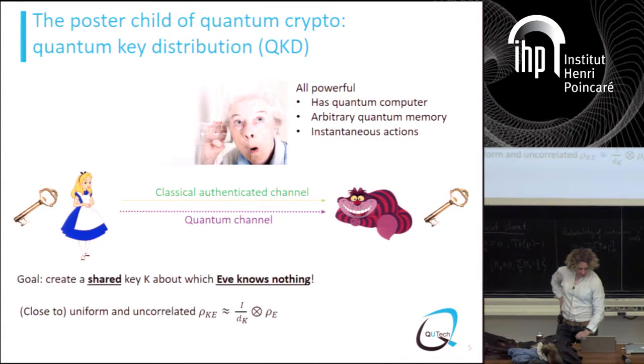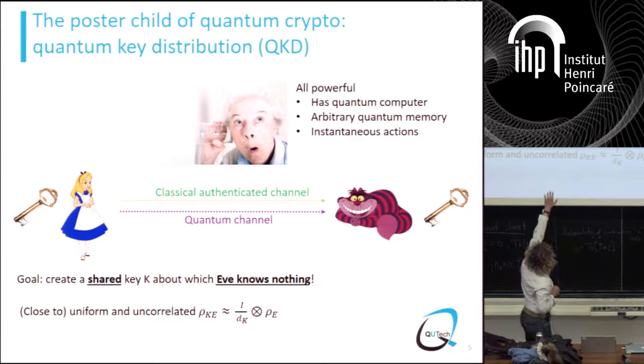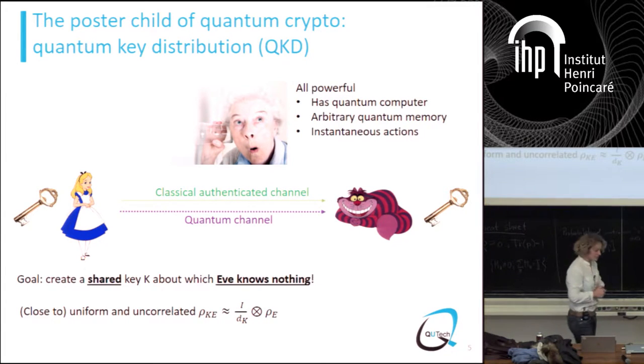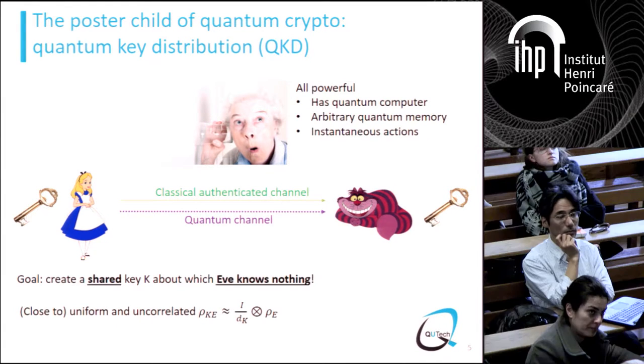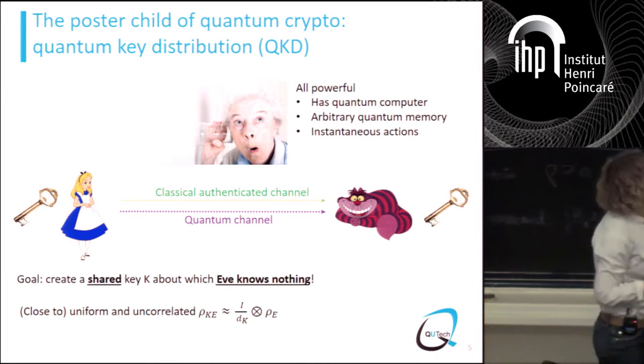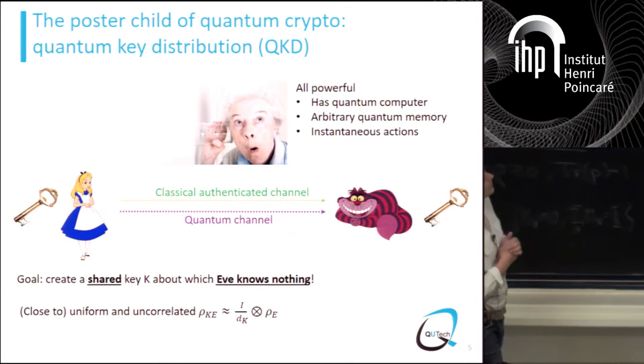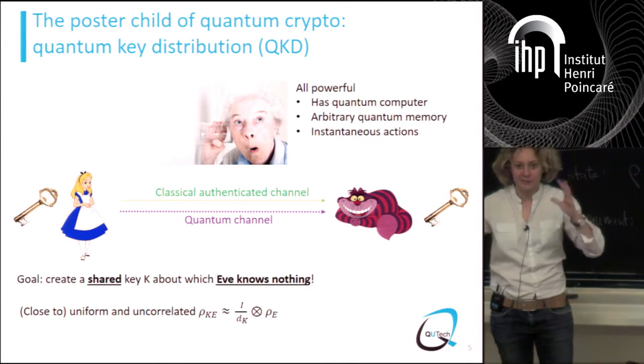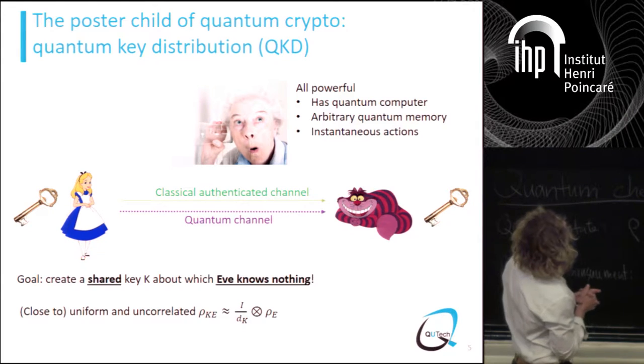So Alice and Bob have some resources. In particular, they're connected by a classical authenticated channel. Of course, the question is, where does this come from? So usually it's assumed that they actually share a little bit of key in advance. So quantum key distribution, strictly speaking, is quantum key expansion of a small initial key. And we will give them a quantum channel. So Eve can, of course, tamper arbitrarily with this quantum channel and entangle herself in some arbitrary fashion.